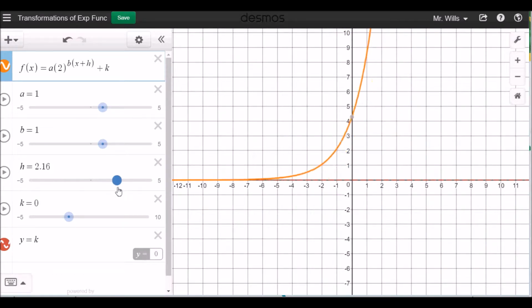Does it affect our y-intercept? Absolutely. You can see that gray dot there as I move it back and forth is changing as I change the h value, so it does affect the y-intercept. And does it affect the asymptote? No. So let's go here.